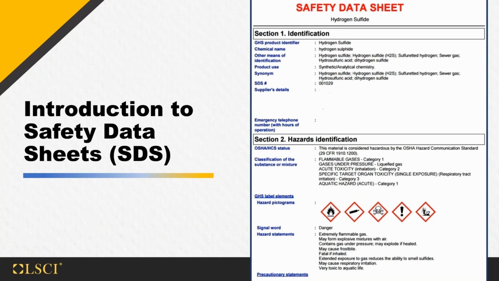It helps workers to understand what's in the product they're working with, how it can affect their health, how to handle and store it properly, and what to do in an emergency like a spill or accidental exposure. Businesses are required by OSHA, the Occupational Safety and Health Administration, to have SDSs available for any hazardous chemicals that they use. This way, employees can quickly find important safety information and avoid dangerous situations.